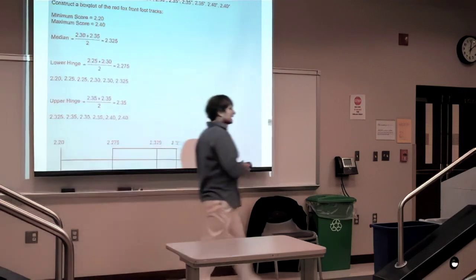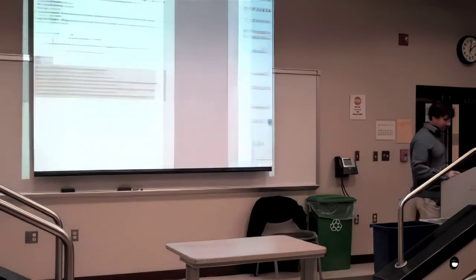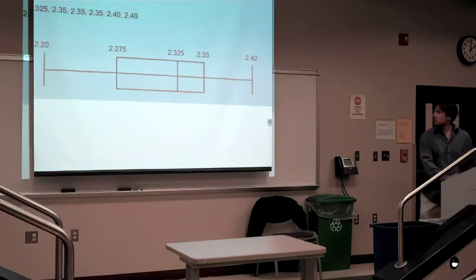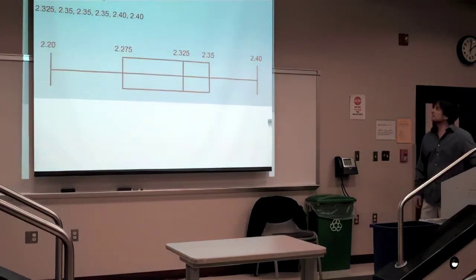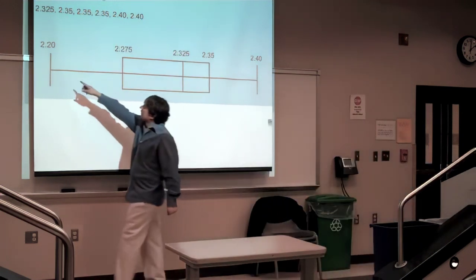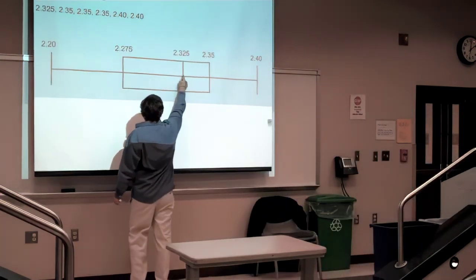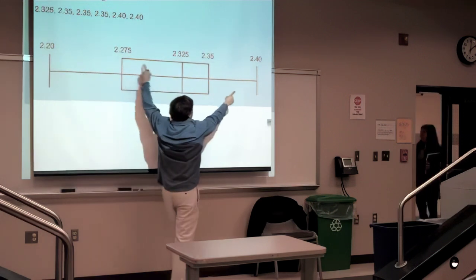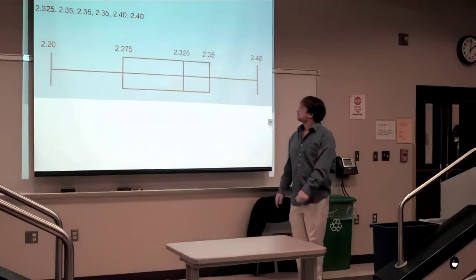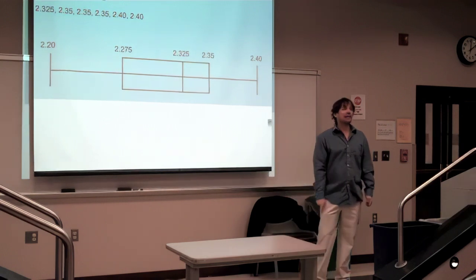So this is my box plot for those front foot tracks. So you can see from this, think about it. Look how long this tail is compared to this tail. All right? So this is negatively skewed.